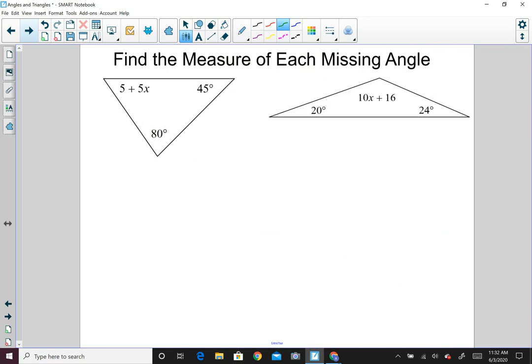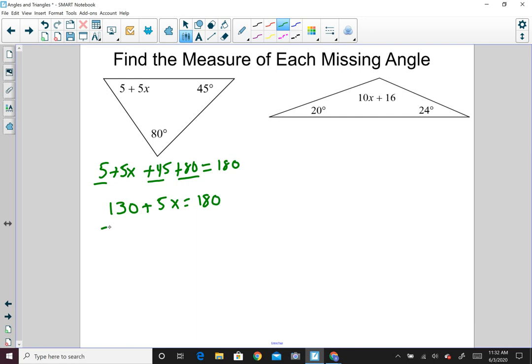Let's do this again. All right, take a look. My relationship is triangle. So I know all 3 of those angles make 180 degrees. So 5 plus 5x plus 45 plus 80 equals 180 degrees. I'm going to combine like terms on the left. 5 plus 45 is 50 plus another 80 is 130 plus 5x equals 180.